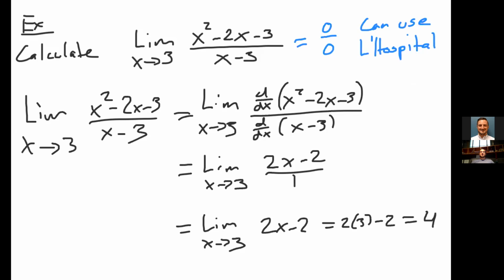Okay. So L'Hopital's rule: as long as I can show that I have a 0 over 0 or infinity over infinity, and my functions are differentiable, which in this case they were, because both in the numerator and denominator I had a polynomial, I can just take the derivative, and I know that these limits will be equal to each other.